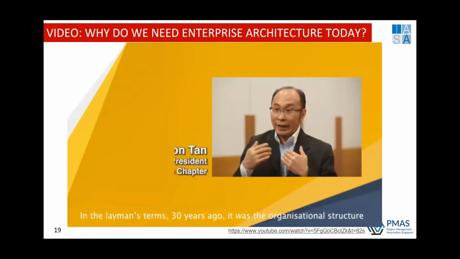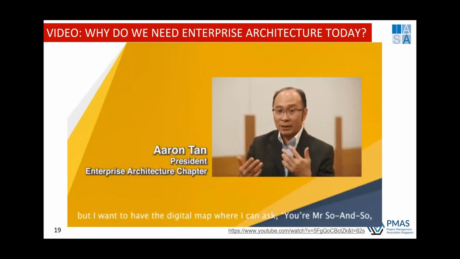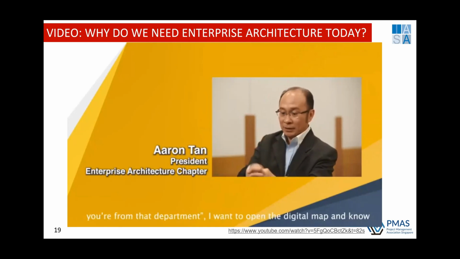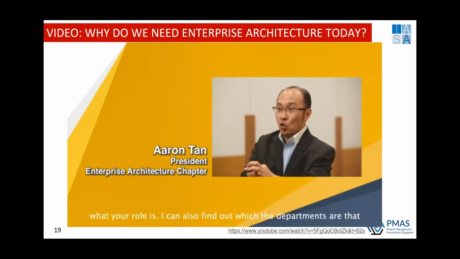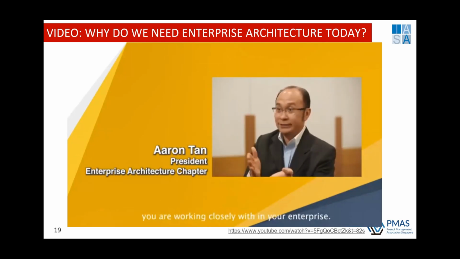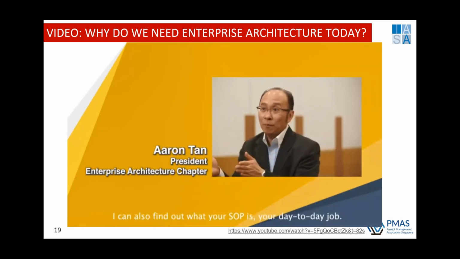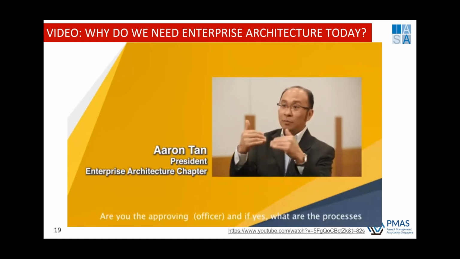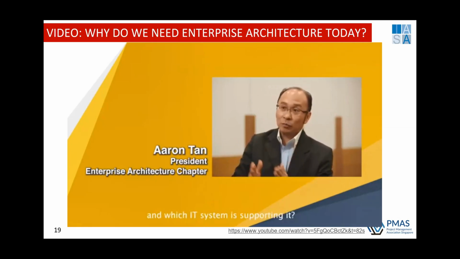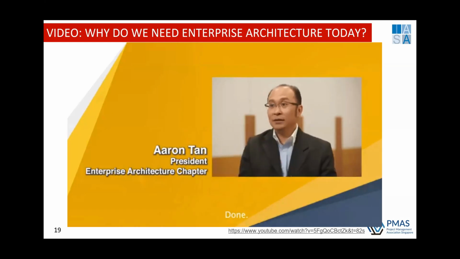In layman's terms, 30 years ago it was the organization structure, the org structure. But I want to have a digital map that I can query. So if I tell you that you are Mr. So-and-so from that department, can I just open the digital map? I want to know what your role is, and I can also find out which departments you are working closely with in your enterprise. I can also find out your SOP, your day-to-day job. Are you approving? If yes, who are you approving for? What processes do you do? And after that, I also want to know which IT system is supporting it. If you can give me that answer in 5 minutes, you don't need EA. Done.